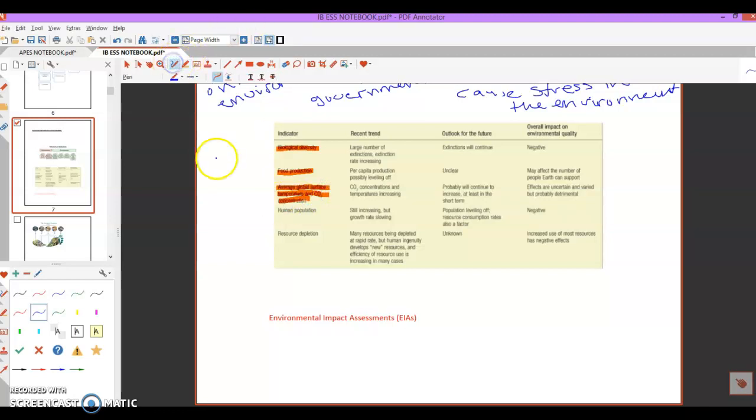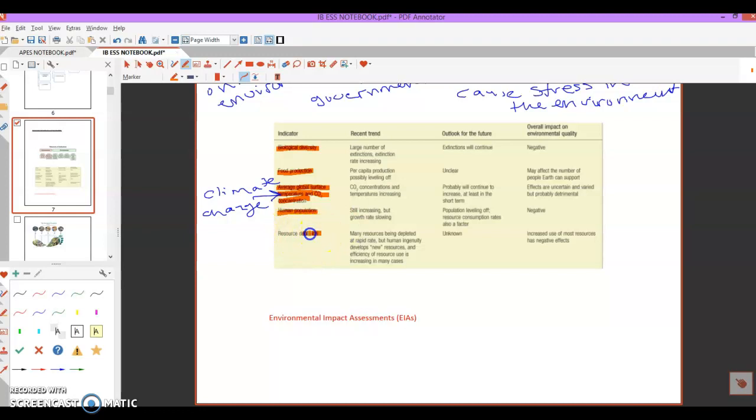Now I am going to write over here, this right here is referring to climate change. And we'll get into more specifics about climate change later on, but that's what that's referring to. And then we have human population. We know that the human population is increasing exponentially. We currently have over 7 billion people on the planet right now.